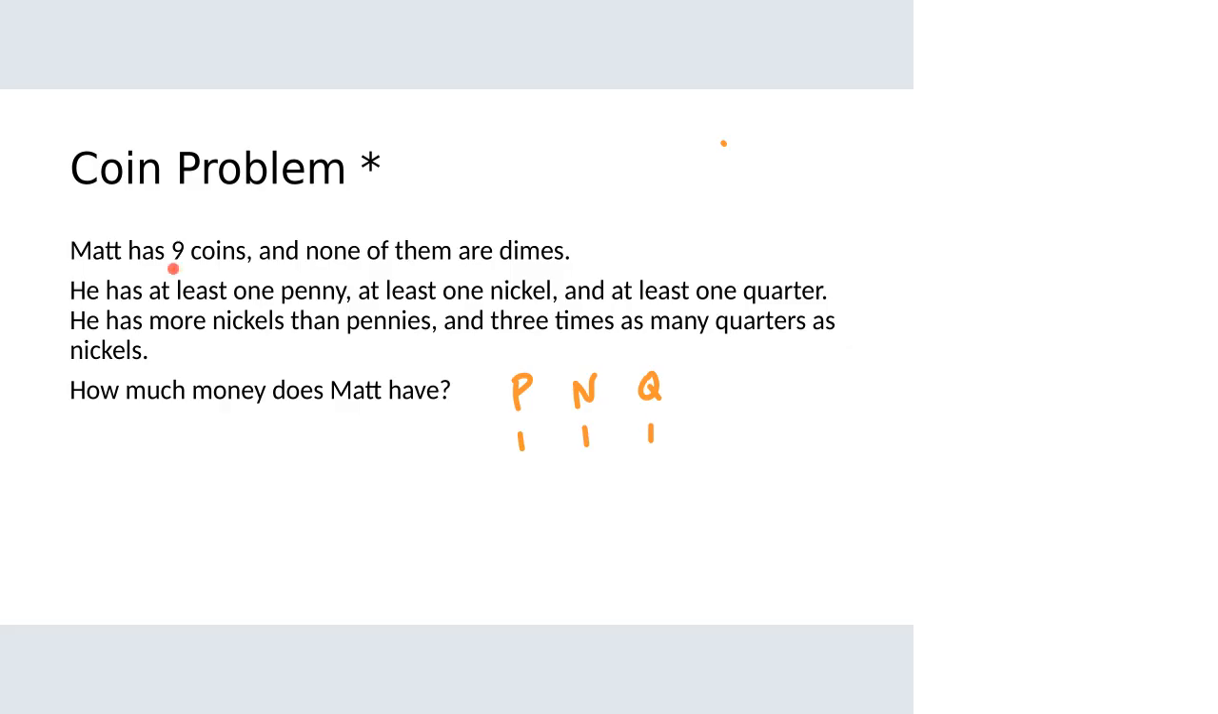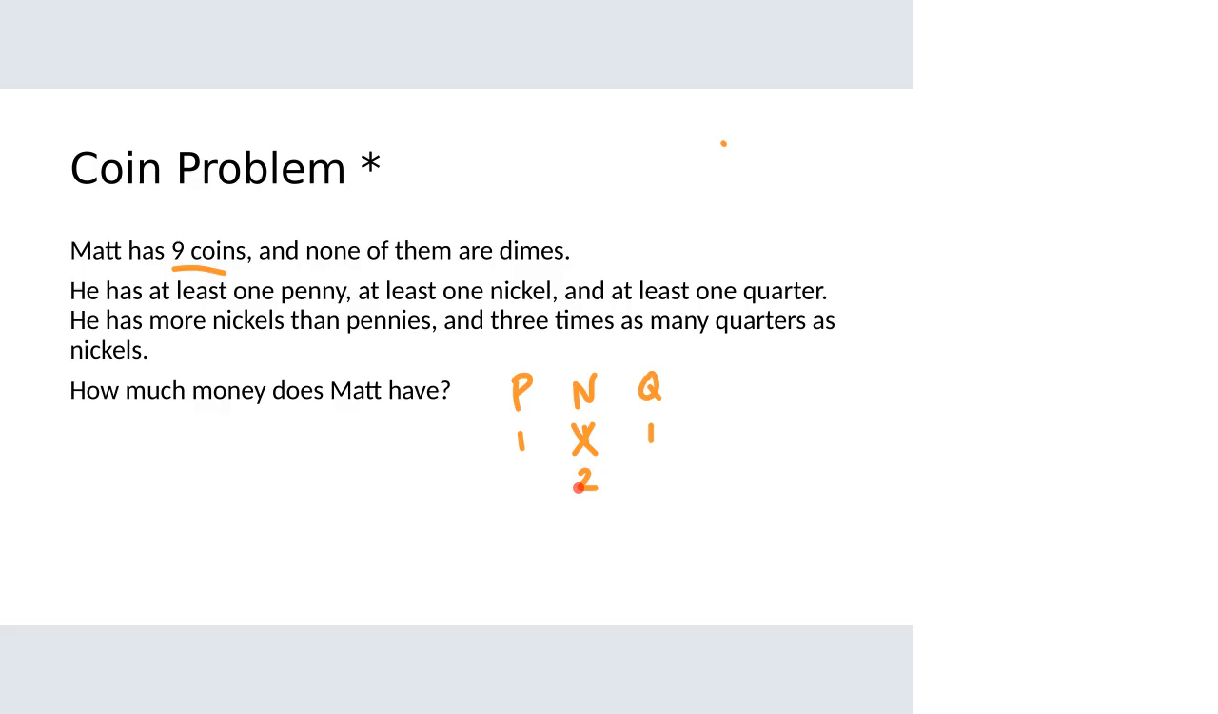Now that's not 9 coins, so we know that's not the right answer, but we can start there with 1 of each because he has at least 1 of each. He has more nickels than pennies. Okay, so maybe instead of 1 nickel, he has 2.